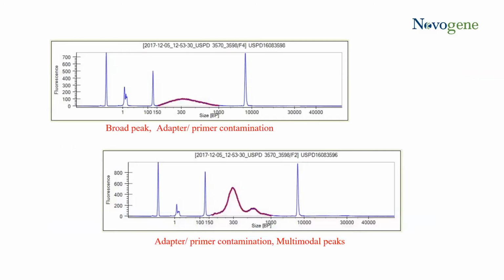So here I just want to go over really quickly these trace reads. This is one way that we interpret our library QC results. These are both examples of non-ideal trace reads for a library. So let's go ahead and start with the one at the top.